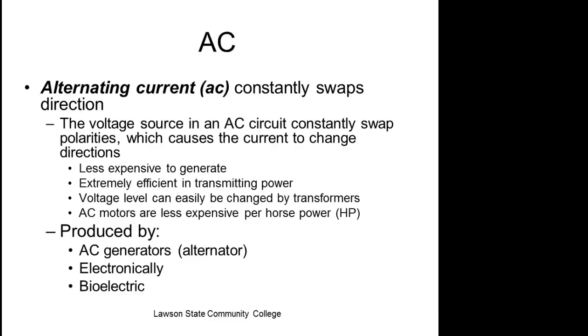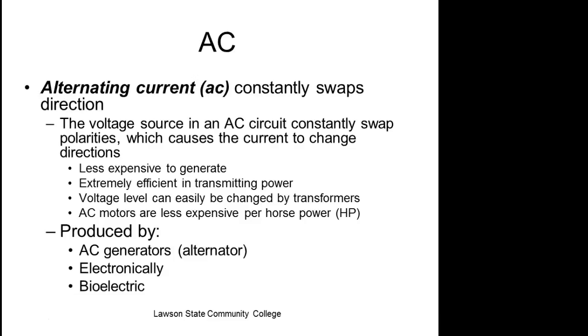So AC is really easy to produce. DC is not. In a DC generator, we have to mechanically and constantly switch the leads. That's what we do. I have a special unit called a commutator, and I didn't bring one over here. These are produced by AC generators.